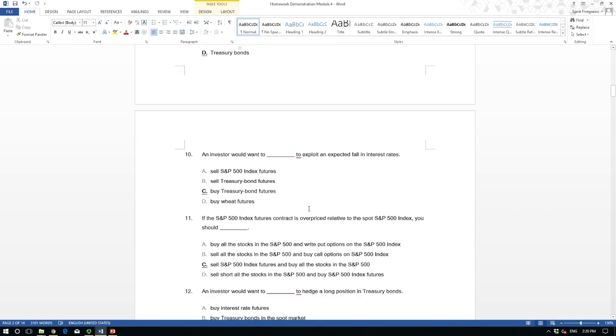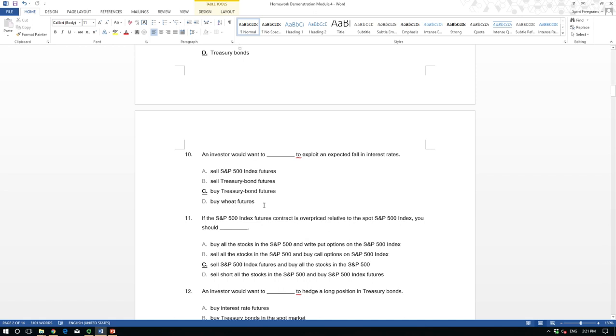Number 10, an investor wants to buy or sell what to exploit an expected fall in interest rates. A fall in interest rates means rising bond prices, right? And if you want to speculate, you want to take a long position in bond futures contracts, right?